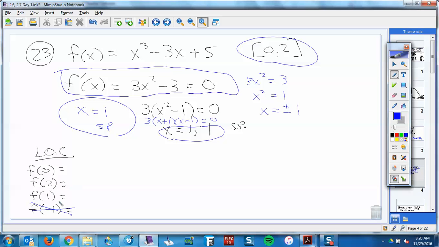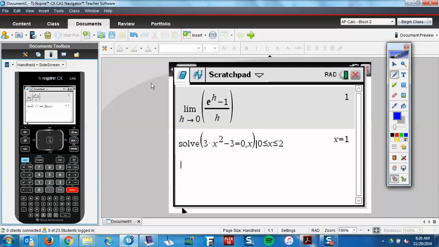Okay, now we need to plug those in. Now remember, you've got to plug them into the original. It says f of 0, f of 2, f of 1. We'll plug them into here. That's pretty easy to plug into, just in your head. But let me show you what you can do on your calculator. Now there's multiple ways we can do this on a calculator. Let me just show you a couple here. I don't want you to get confused by this.